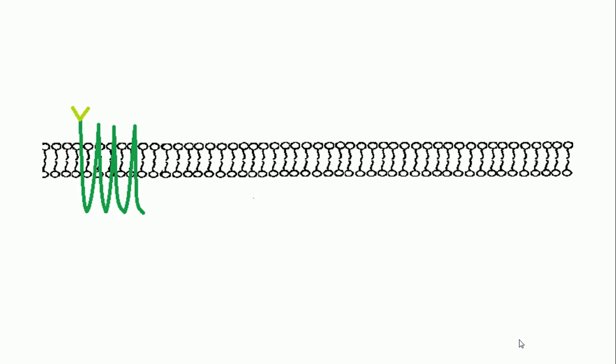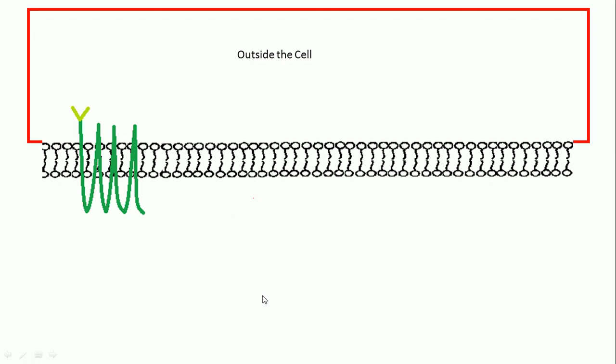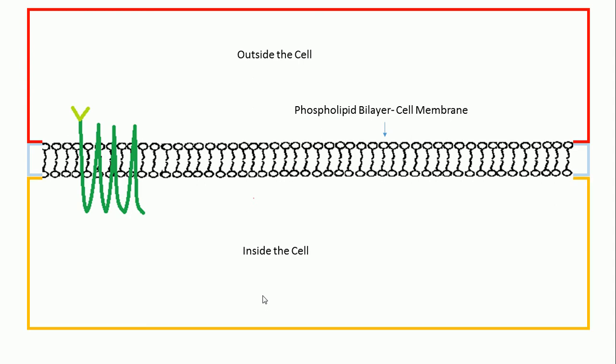So, this is the basic model we're going to work with. We have a G protein coupled receptor in the shades of green. The region inside this red line is the outside of the cell or anything extracellular. The region inside the baby blue line is the phospholipid bilayer or cell membrane. And the region inside the yellow line is inside the cell or anything intracellular.